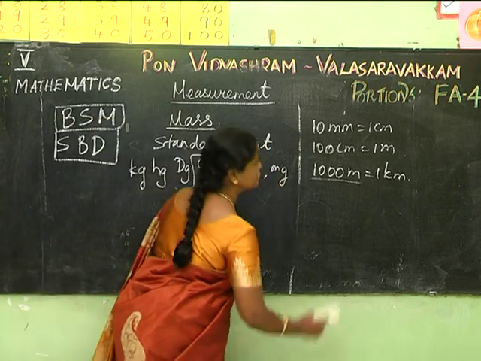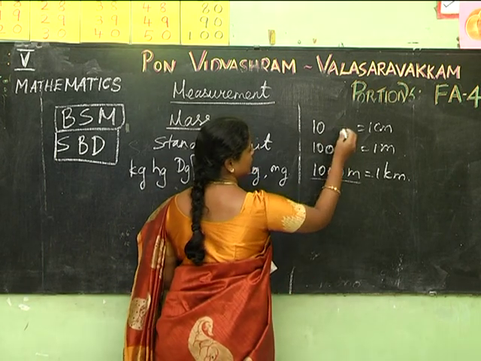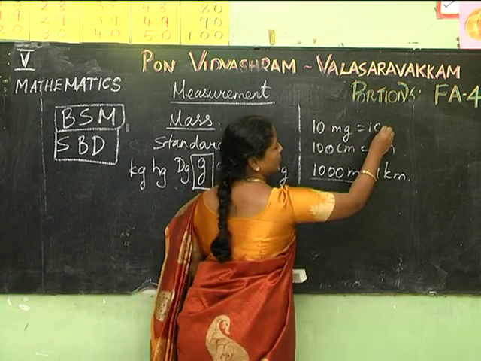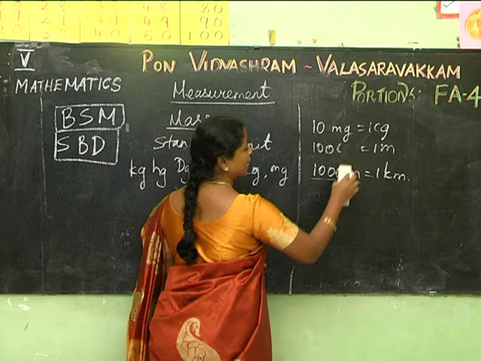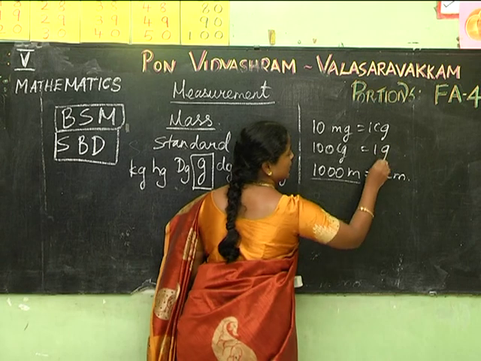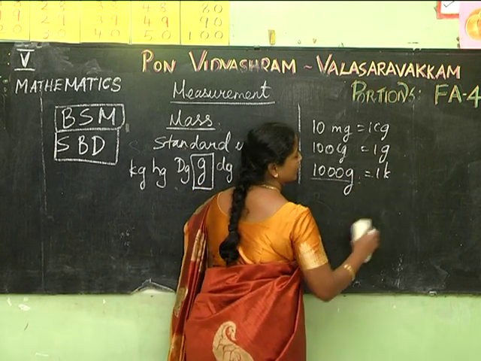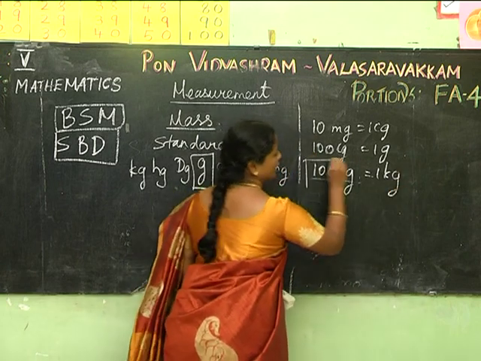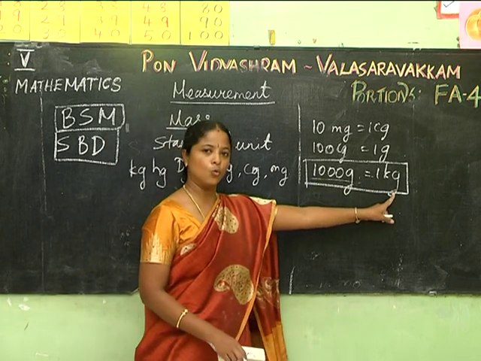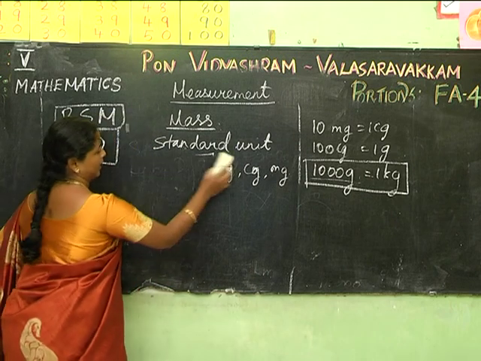Here you have the relationship as 10 milligram is equal to 1 centigram. The same way 100 centigram is equal to 1 gram, and 1000 grams is equal to 1 kilogram. We often use only this, 1000 gram is equal to 1 kilogram. So let us see an example for converting.